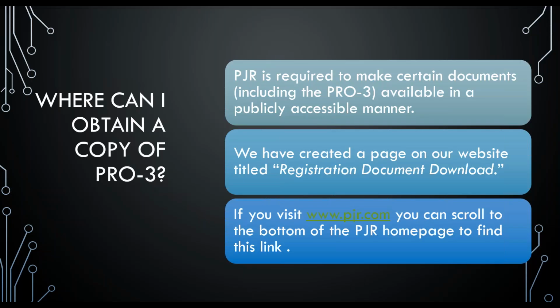Now, in terms of where you can get a copy of Pro-3, we are actually required to make Pro-3 available in a publicly accessible manner. For this, we've created a page on our website. It's titled Registration Document Download. Now, if you visit PJR.com, if you go to the very bottom of the PJR homepage, you will find the link titled Registration Document Download. Click on that link and you'll find Pro-3 and several other documents of interest.